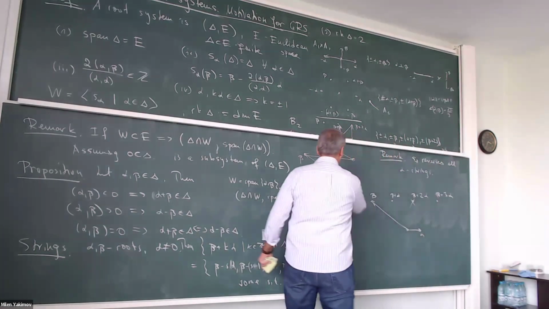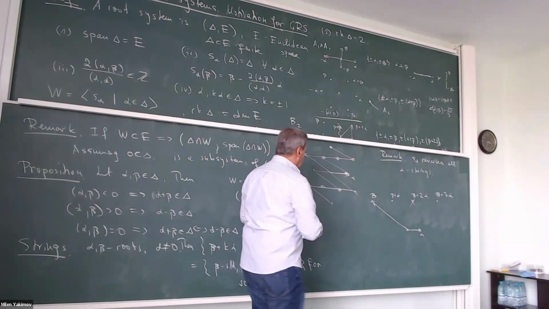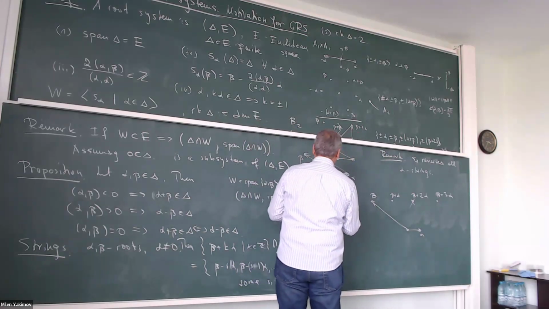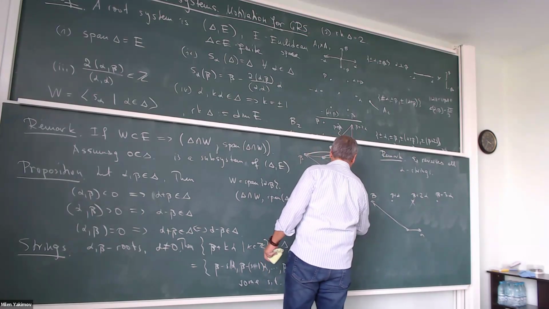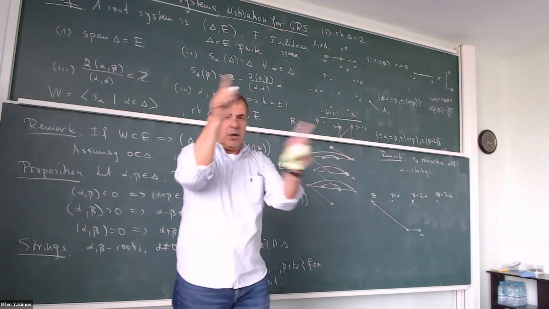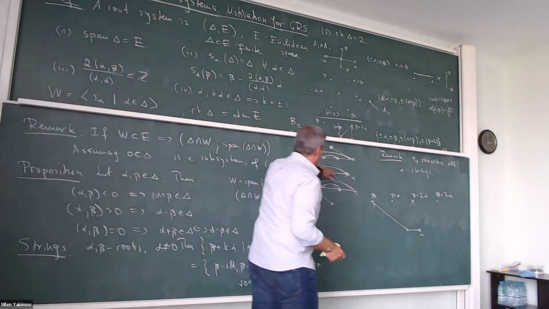So what this means is, here is my S alpha. S alpha is the reflection, and I see that if I look at how S alpha acts, this reflection reverses all alpha strings. And the same is true for beta.